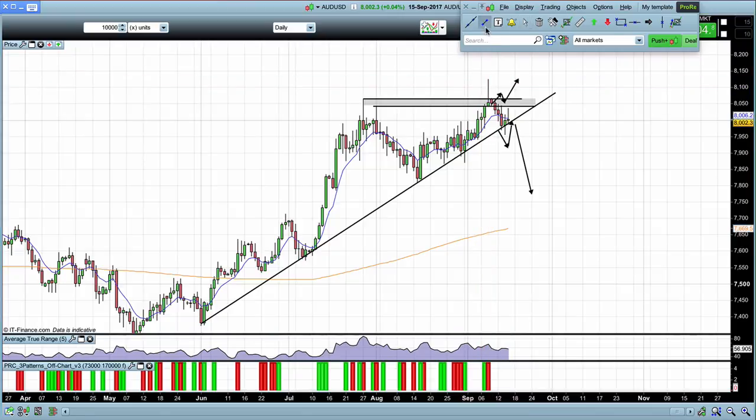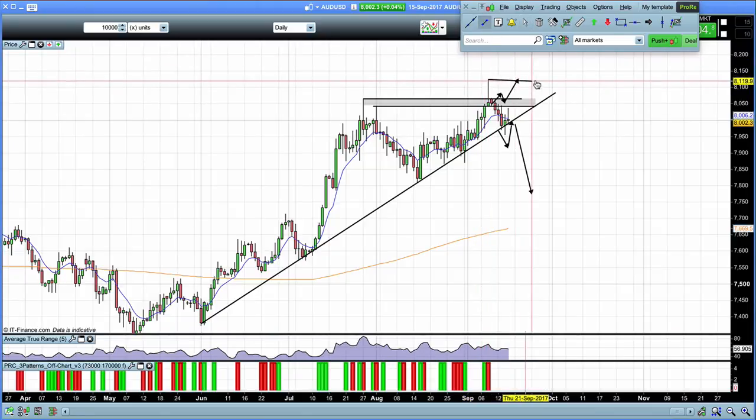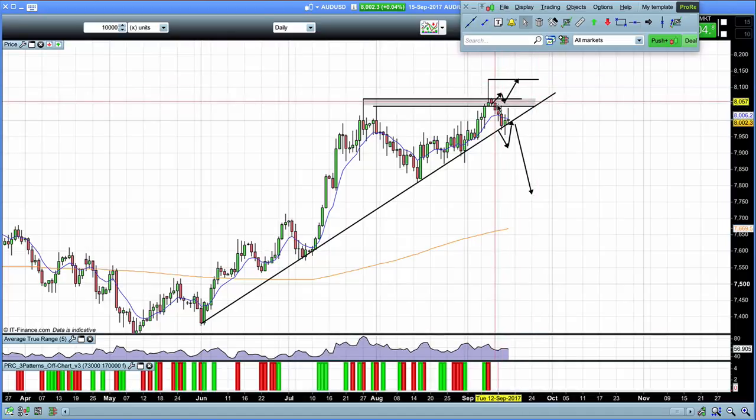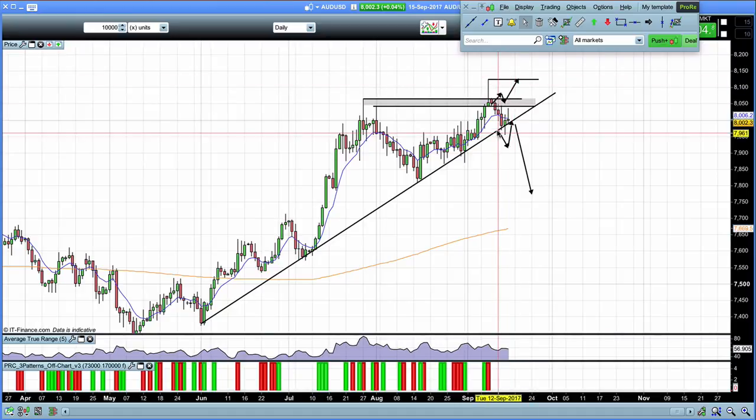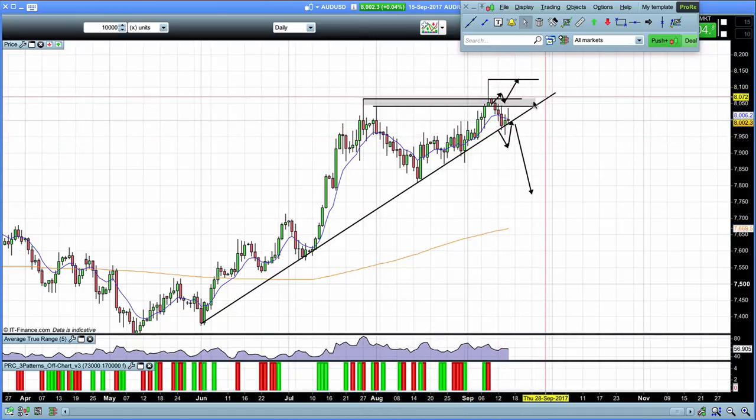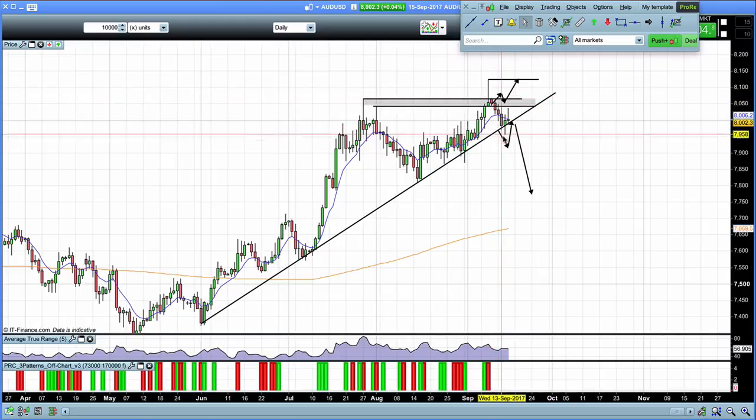We do have the rejection up at 8,125. However, if we're seeing nice breaks above here, nice closes above here, it does make sense to look for that bullish continuation. Down below, breaks of the sloping support line, that would be turning the market more bearish.